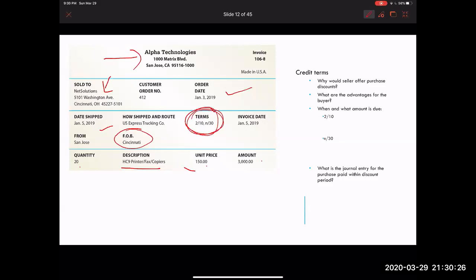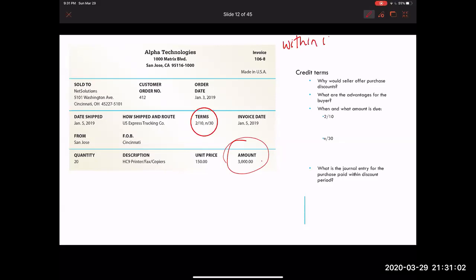Now, let's look at credit terms. This one is 2/10, net 30. What 2/10, net 30 means is that if you pay this invoice within 10 days of them shipping it to you, they will give you a 2% discount.